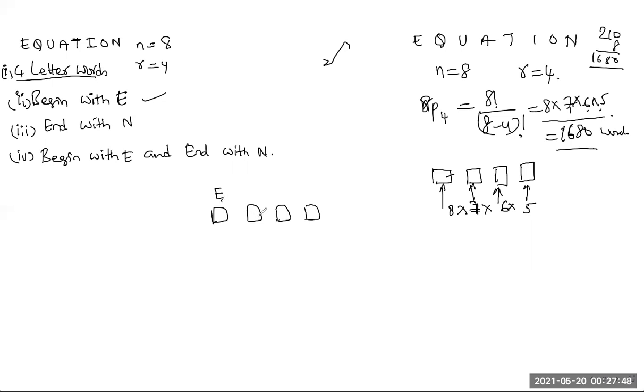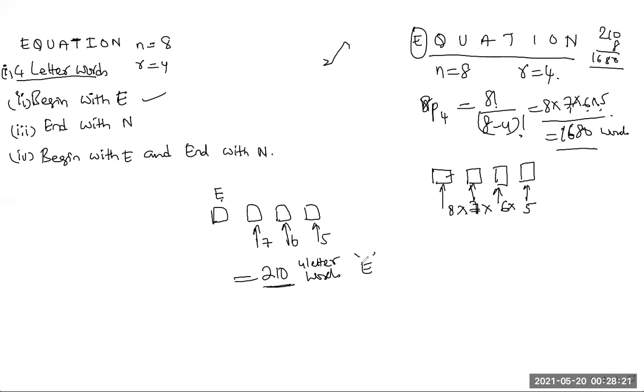So there are only 3 blocks left for us to choose. Already one element is filled. Out of the available 8, E is already taken, so only 7 elements are remaining for you. So the second block will have 7 options which can be filled. The next can be filled in 6 ways, and this can be filled in 5. So it's nothing but 210. So there are 210 4-letter words which begin with E.